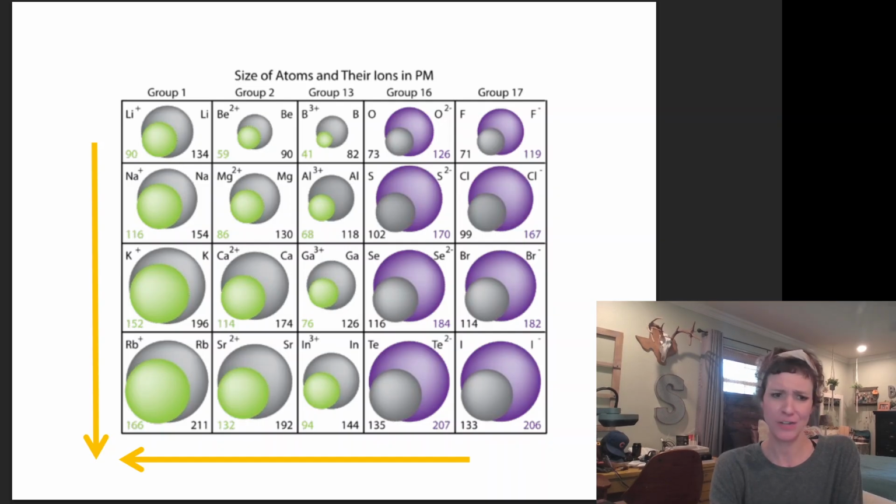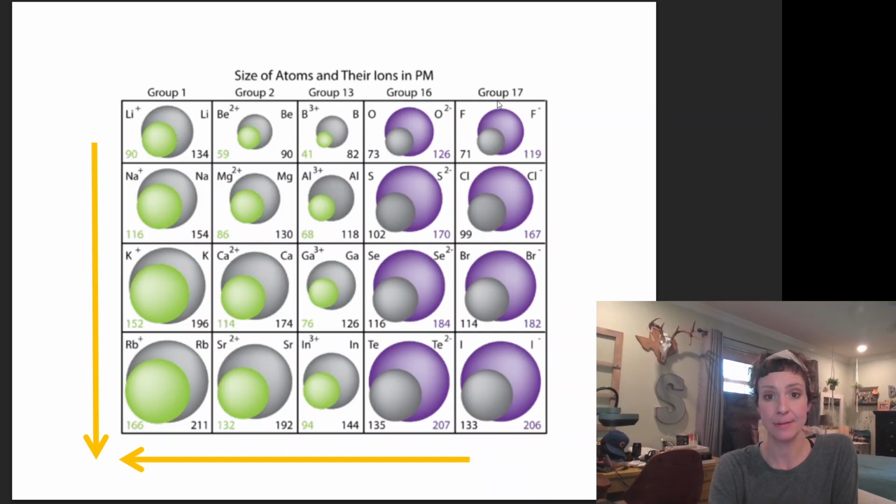Cool. So here's another visual showing over here in green. We have a sampling of metals. The metal ion here is going to be the green versus the neutral metal, which is the gray in the background. So you can see to make the green, losing electrons, they get smaller.